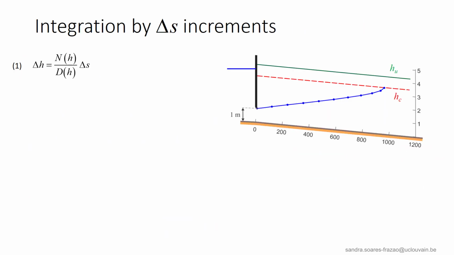In some situations, we want to know precisely the water depth at a given distance from the starting point. For example, if we need to know the water depth 500 meters from the gate, from the previous results we could interpolate between the two closest points, so probably these 2 points, but this might not be sufficiently accurate. In such a case, it is more convenient to work with fixed delta S increments, as given in this equation here.